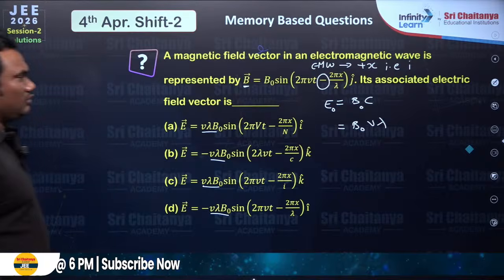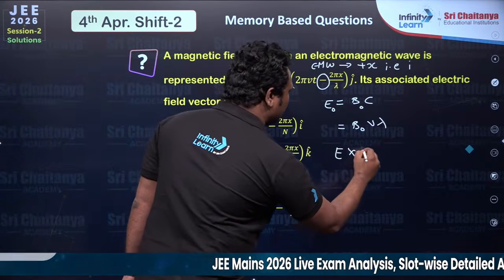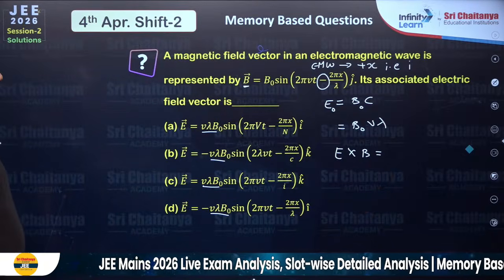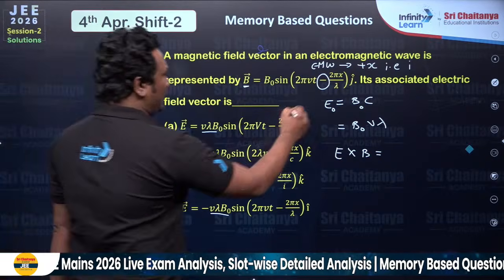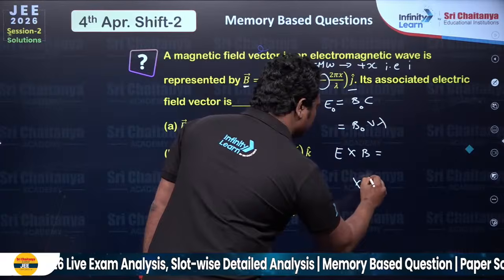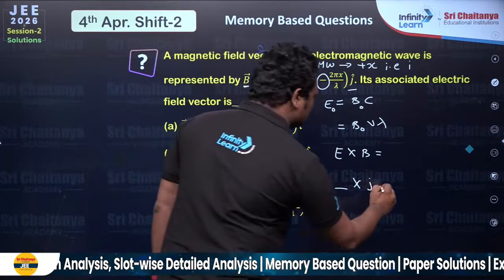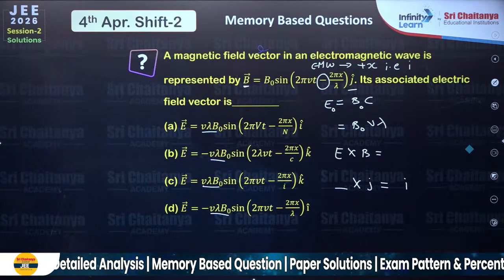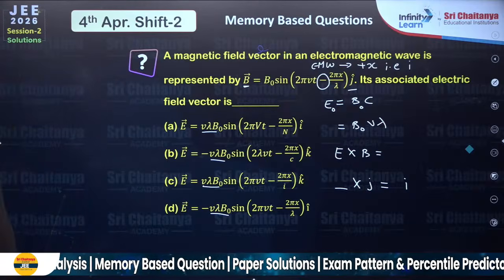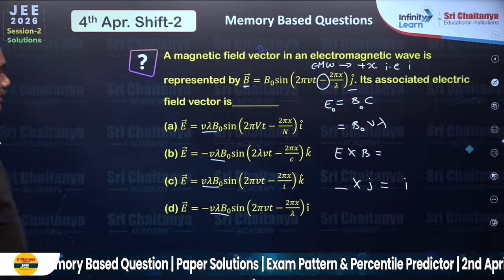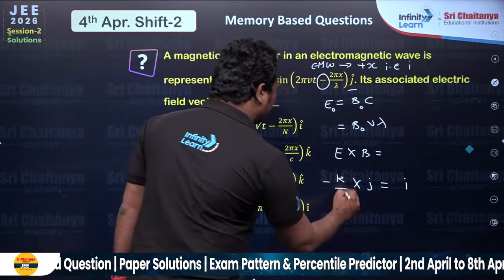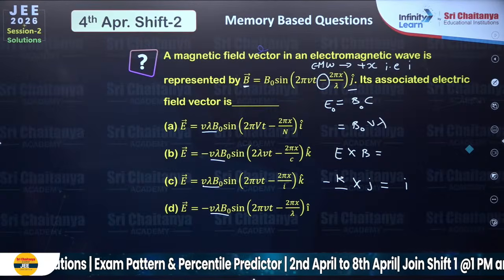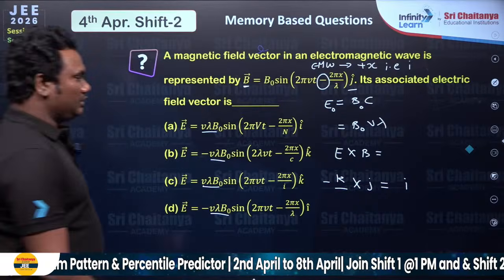So what should be the direction now? Direction of the electromagnetic wave is given by E cross B. Magnetic field is in the j direction. So what cross j will give you i? Actually, normally j cross k is i, right? So minus k cross j will give you i.